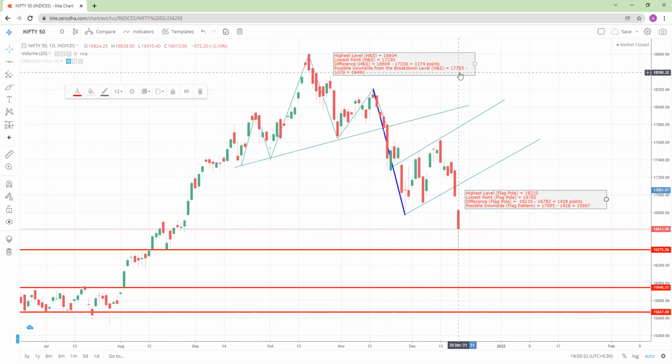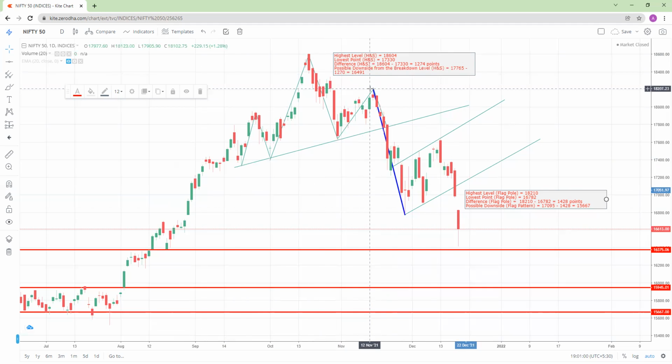So 17,765 minus 1274 points indicates a possible projected figure for Nifty, coming around to be 16,491. On the basis of this pattern, we had informed our members that there is a possibility that Nifty 50 might touch 16,500 in the coming days. It did happen today, but we made a mistake that we are also going to discuss with you in a short while. So this is the head and shoulders pattern.